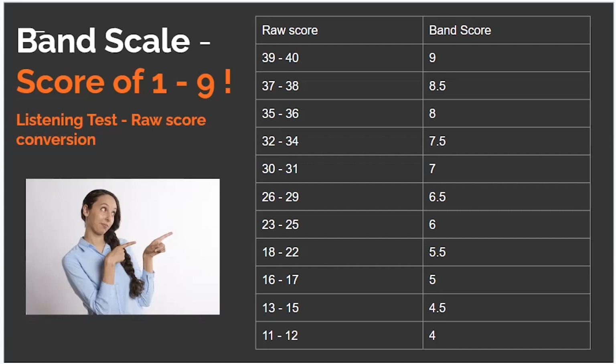For the listening test, you will have a total of 40 questions divided into four sections, of which the audio will be heard only once. They won't be repeating the audio, so you have to be careful while filling in the answers in your question paper. And 10 minutes will be given at the end for transferring your answers from your question paper to the answer sheet. So the score goes on like this.